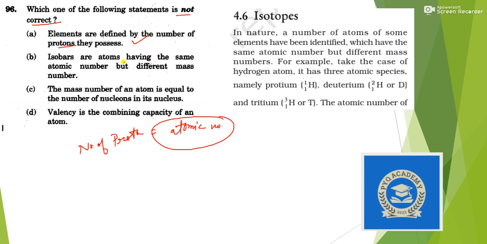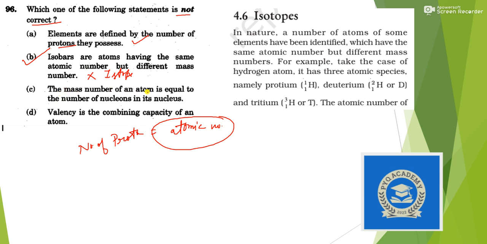Isobars are atoms having the same atomic number but different atomic mass. No, this is the statement of isotope. Isobars are having different atomic number but same atomic mass. So this is the wrong option, and our answer is option B. Similarly, we can check another options.